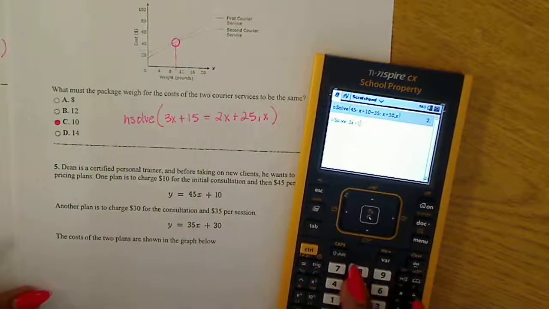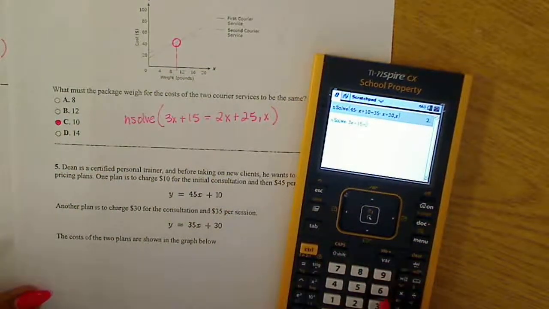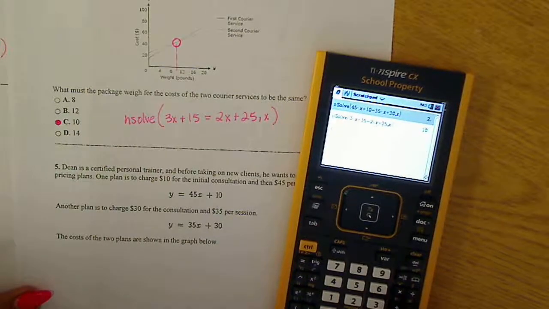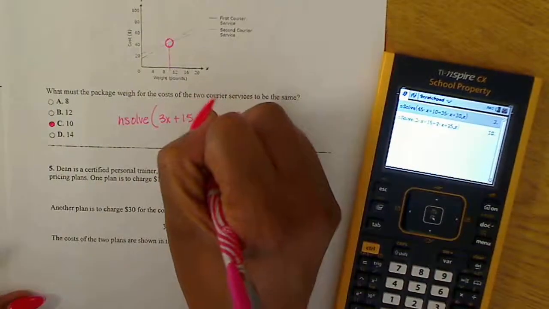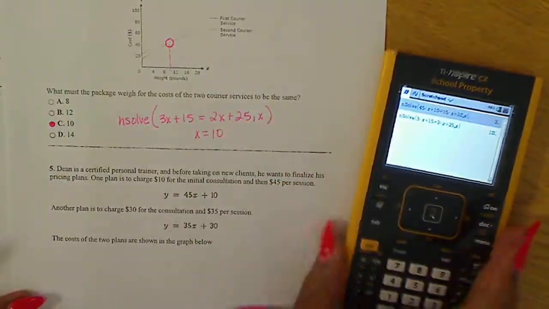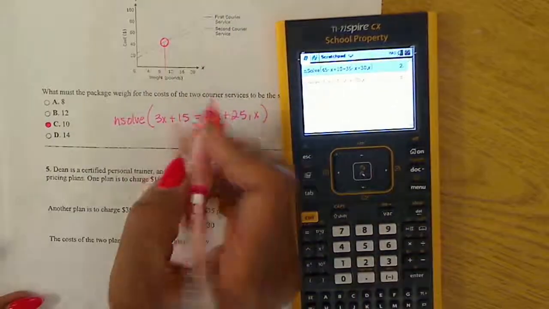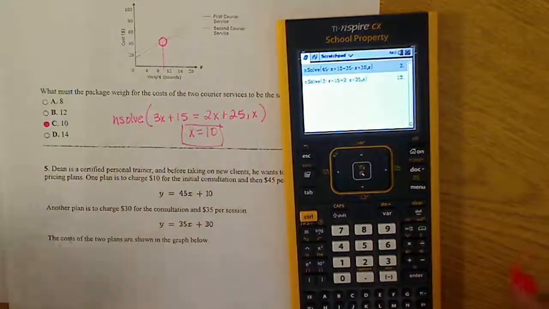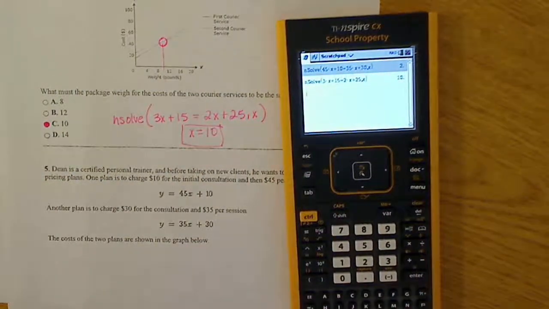3x plus 15 equals 2x plus 25, comma, x, equals, and x does indeed equal 10. So you don't have to trust me to eyeball it. You can be confident that we can actually get the correct answer. Are y'all comfortable with this?